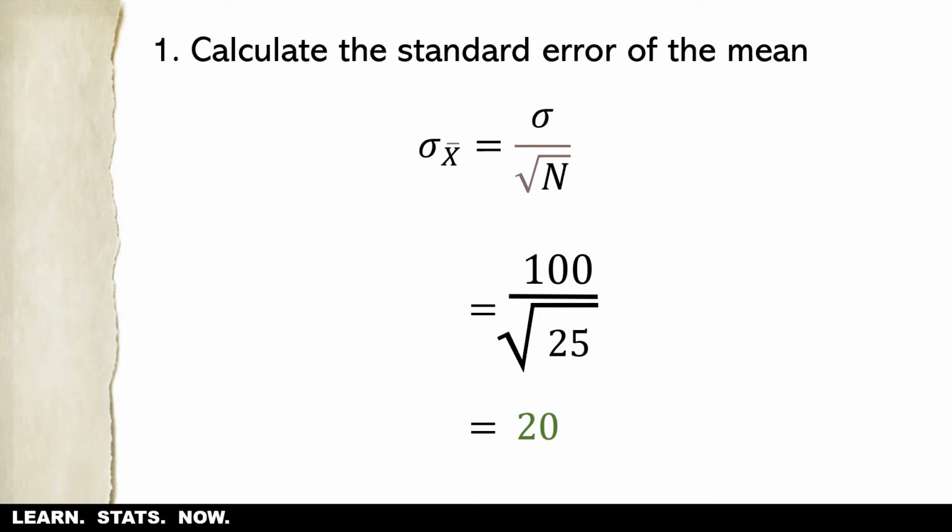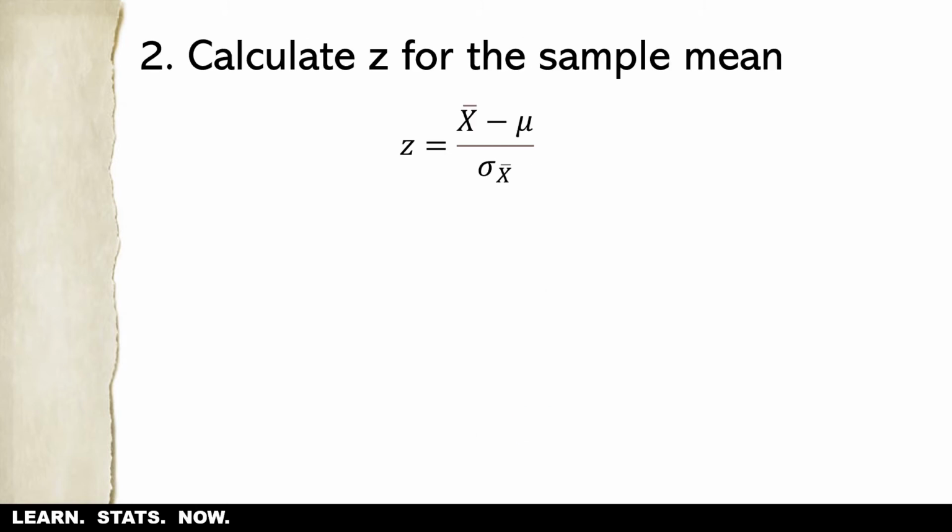And what does that mean? Well, what that means is that given a sample size of 25, we expect sample means in the sampling distribution to differ from the population mean, to deviate from it by 20 points on average. Now our second step then is to compute the z-score for the sample mean that we've observed.